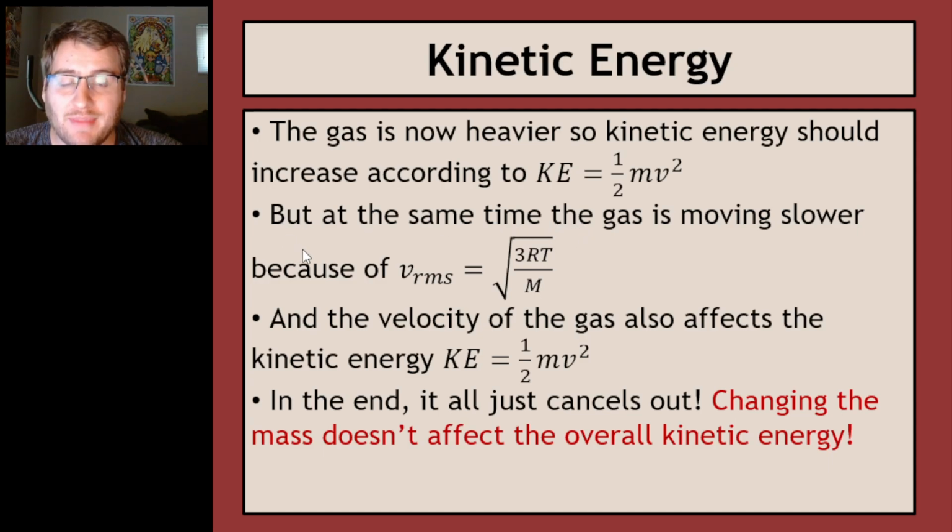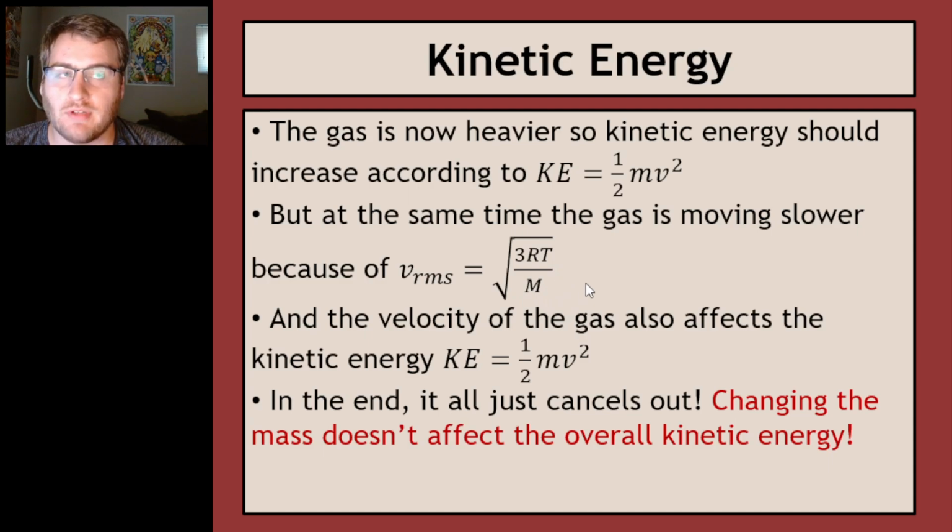But at the same time, the gas is now moving slower because of this formula. If I increase m, mass, in this formula, my answer for velocity will be slower. Okay, and the square root is going to kind of come into play here, right? We have a square root over here and a squared over here.